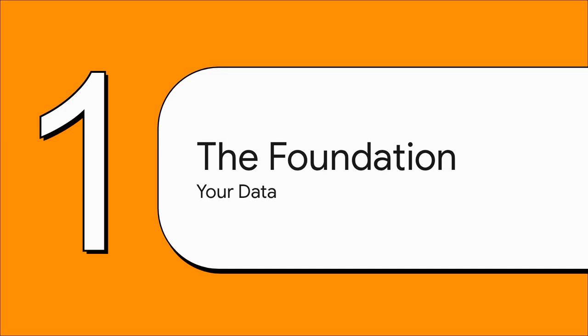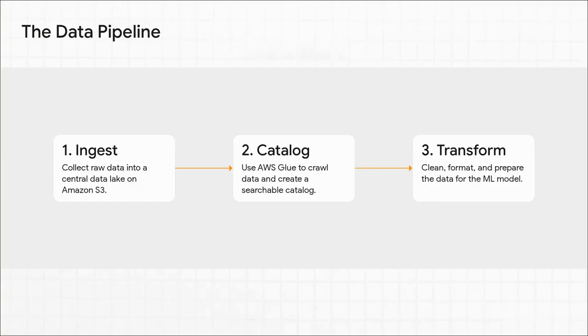Okay, first things first. Every great structure needs a rock-solid foundation. And in the world of machine learning, that foundation is always your data. I can't stress this enough. If you get this part wrong, everything else you build on top of it, well, it's probably going to come crumbling down. So what does a strong data foundation actually look like on AWS?